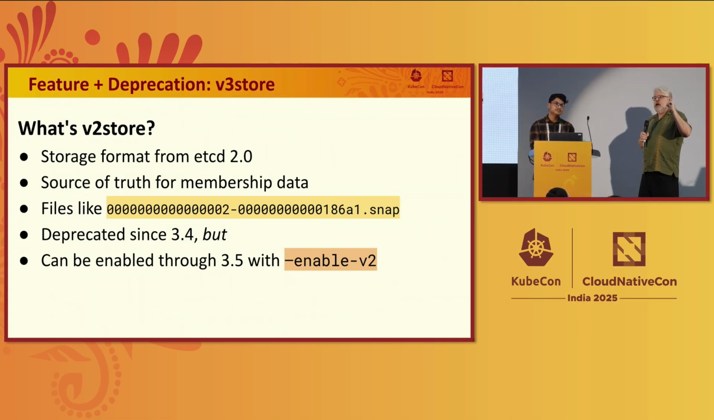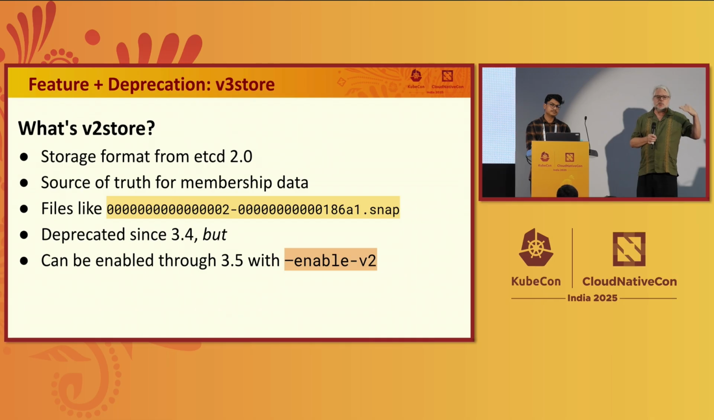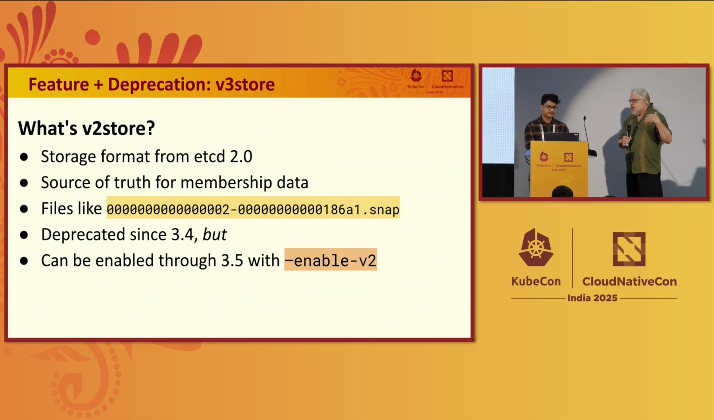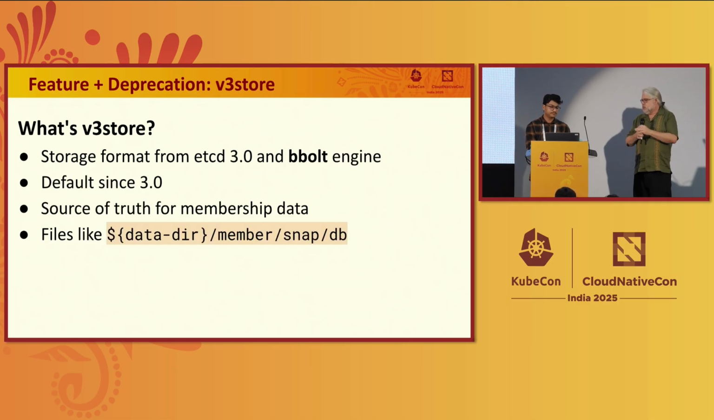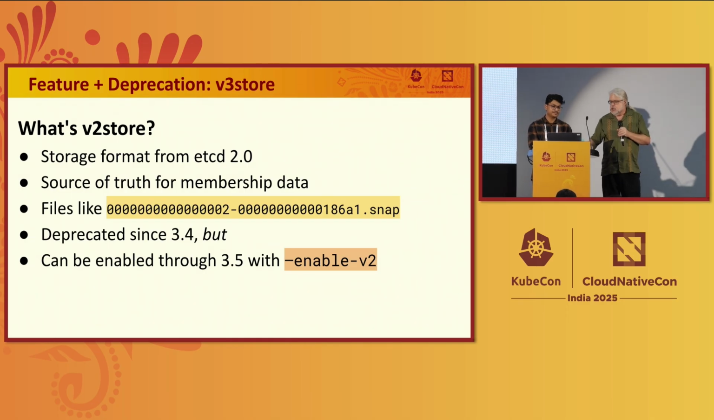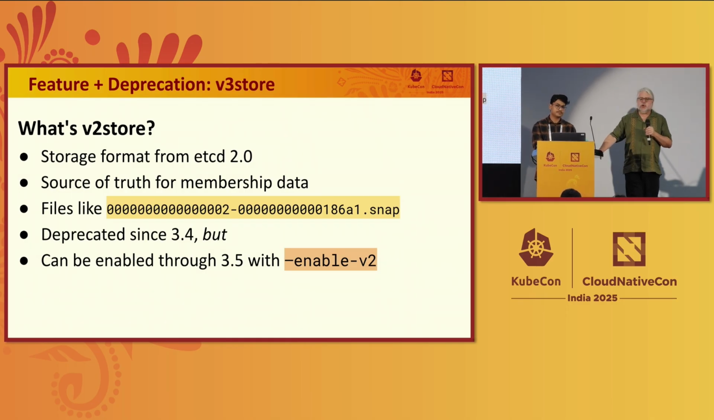Another thing that we're doing is both a feature and a deprecation, which will then lead to some backwards incompatibility for anybody who's been using etcd for a long time and has a lot of really old API calls. And that is completely replacing V2 Store with V3 Store. So, hold on, you're getting ahead of me here. What's V2 Store? V2 Store is the original storage format from etcd 2.0.